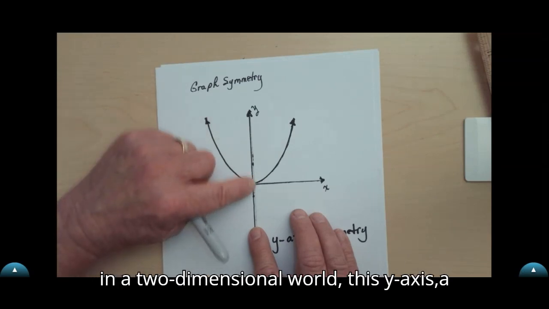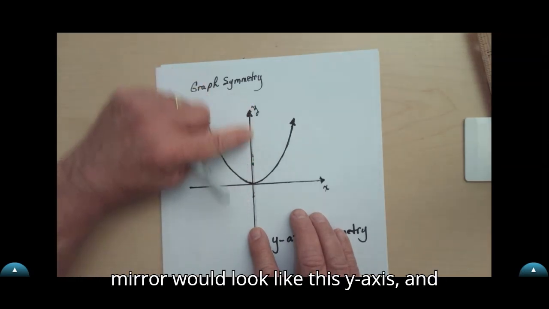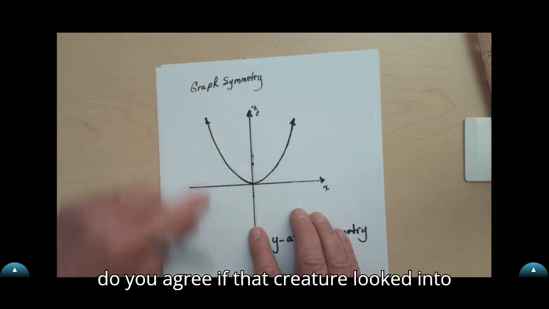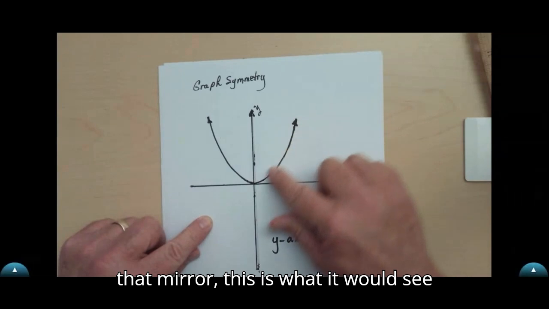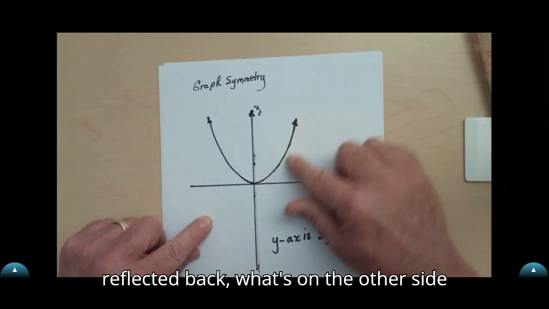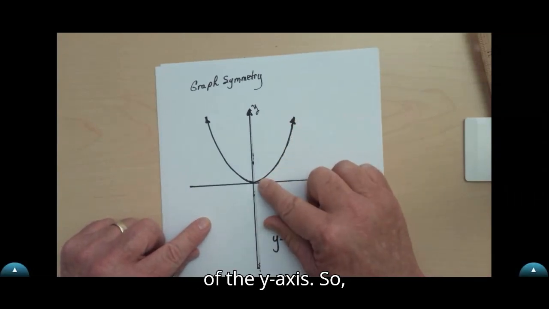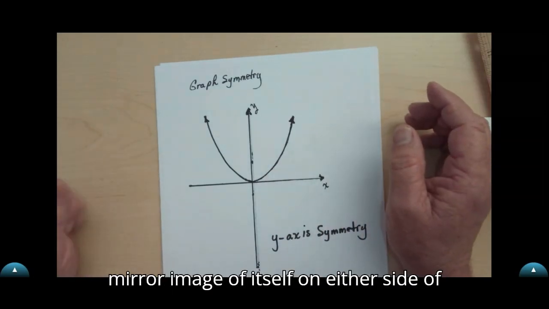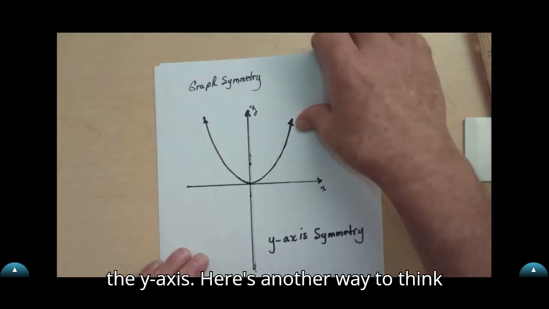And in a two-dimensional world, this y-axis, a mirror, would look like this y-axis. And do you agree, if that creature looked into that mirror, this is what it would see reflected back, what's on the other side of the y-axis? So y-axis symmetry is super simple. It is a mirror image of itself on either side of the y-axis.